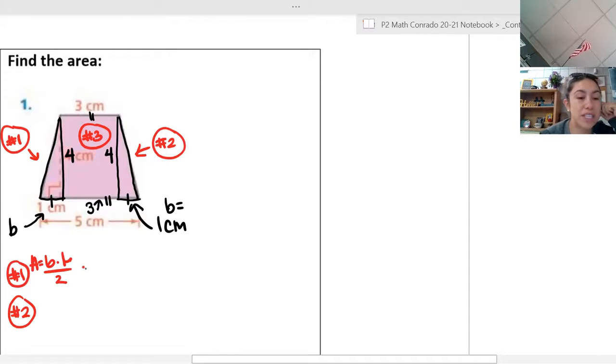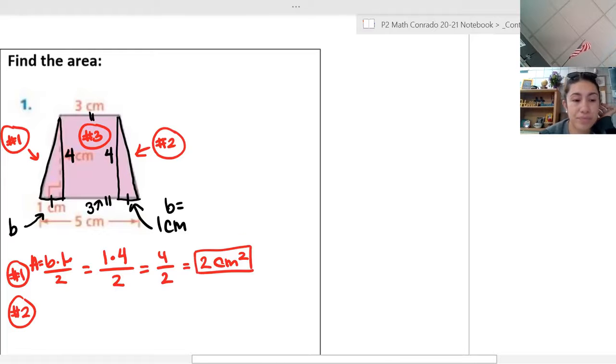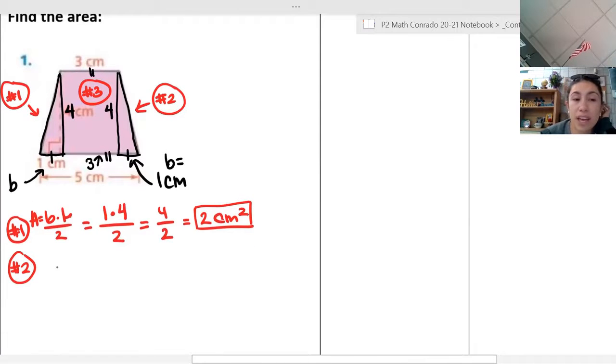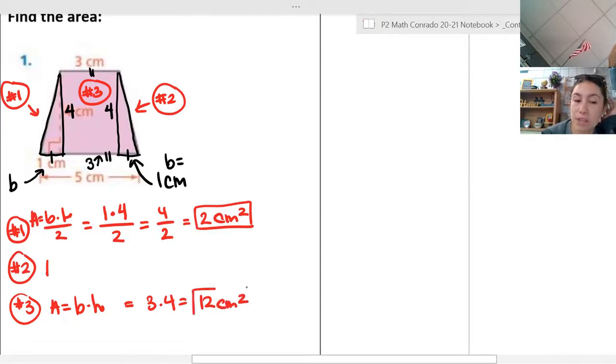Area of a triangle is base times height divided by 2. Our base is 1. Our height is 4, divided by 2. 1 times 4 is 4, divided by 2 is 2 centimeters squared. The area of a rectangle formula is area equals base times height. For our rectangle, the base is 3 and the height is 4. 3 times 4 is 12 centimeters squared.